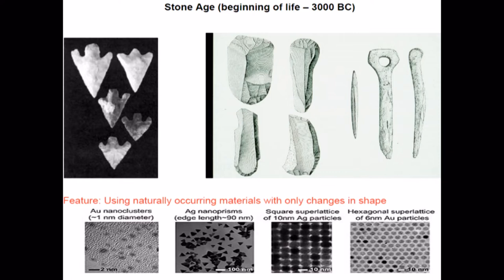The Stone Age, before 3000 BC, the beginning of life, usually involved materials with only changes in shape, which means wood or whatever was available in that age. They tried to change the shape and made use of it. But in the present age also, we have nanomaterials, gold or silver or whatever. We try to change the shape and size and we try to have many applications.